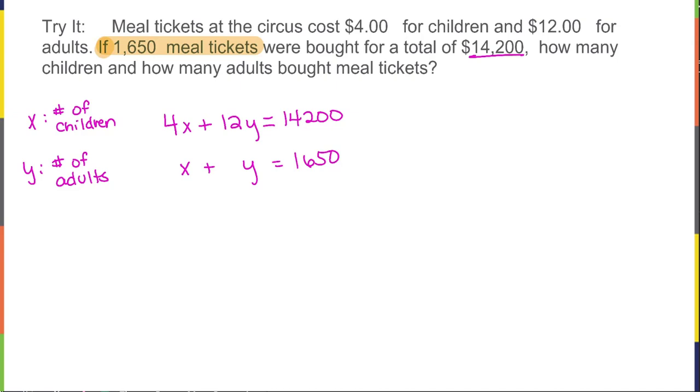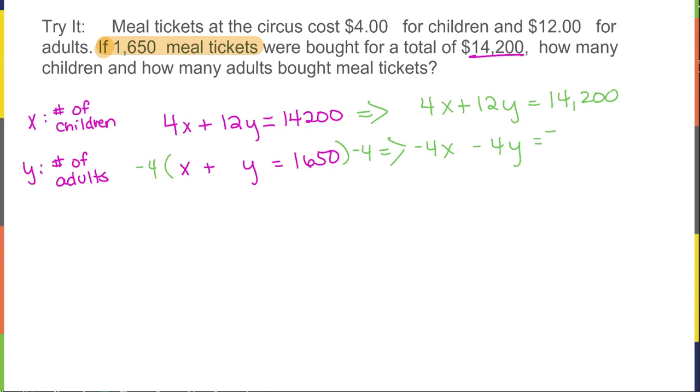So now we want to solve. You can decide whether to solve by substitution, by the addition rule, or you can solve using graphing. I think I'm going to do addition. So I'm going to multiply the whole bottom by -4. And I get 4x plus 12y equals 14,200 on the top, because I didn't do anything to that one. On the bottom, I have -4x minus 4y equals negative 6,600, I believe.